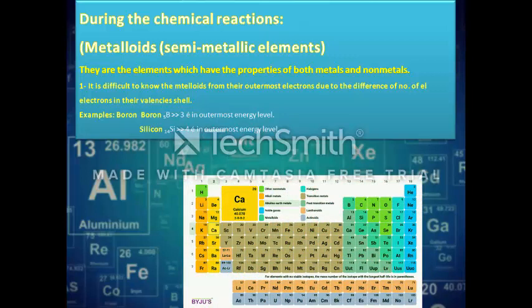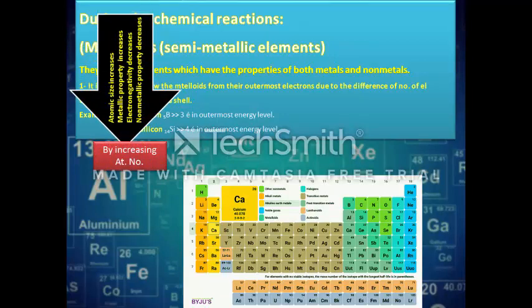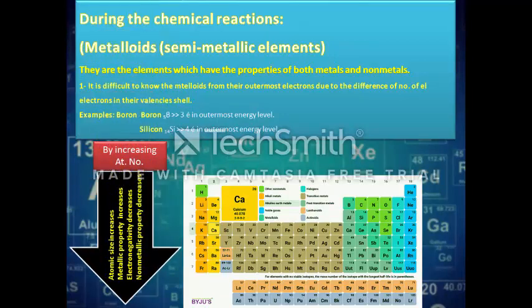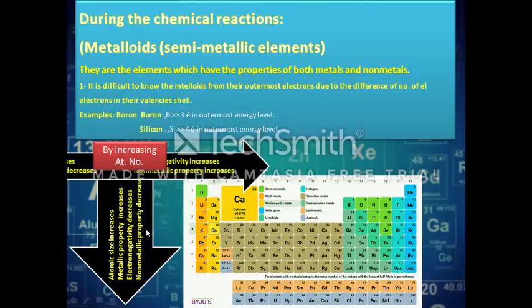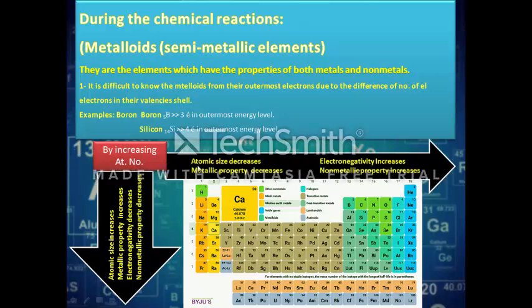The conclusion: by increasing the atomic number, atomic size increases, metallic property increases, electronegativity decreases, non-metallic property decreases. Atomic size decreases, metallic property decreases, electronegativity increases, non-metallic property increases.